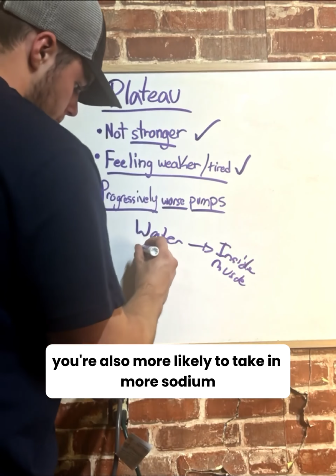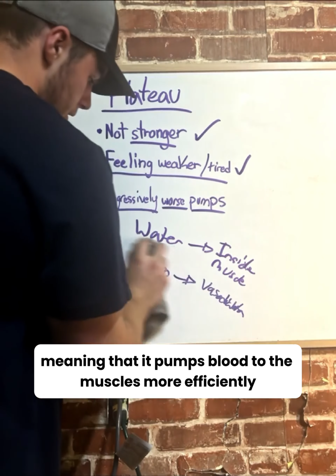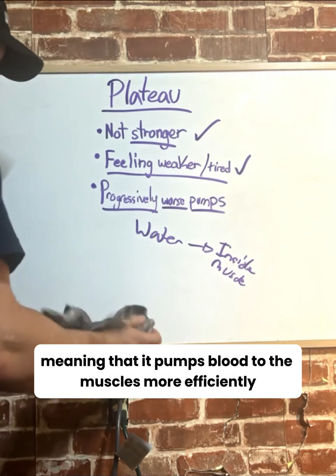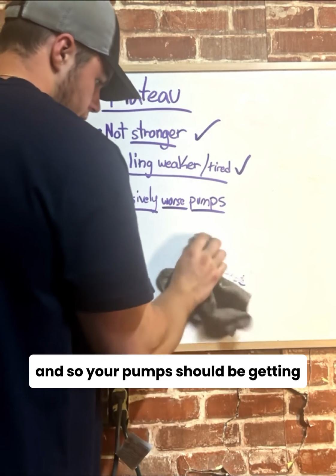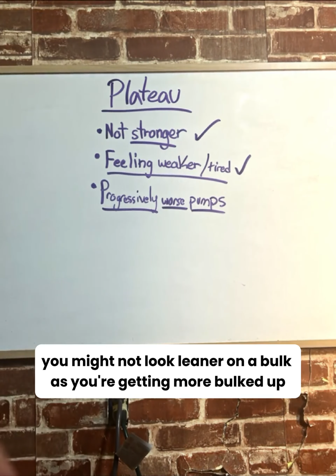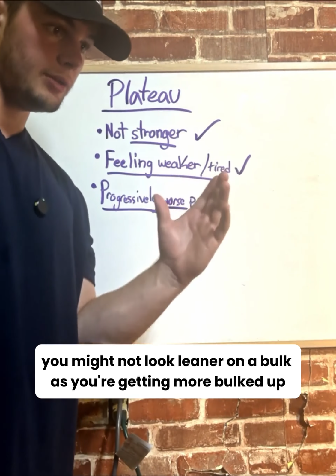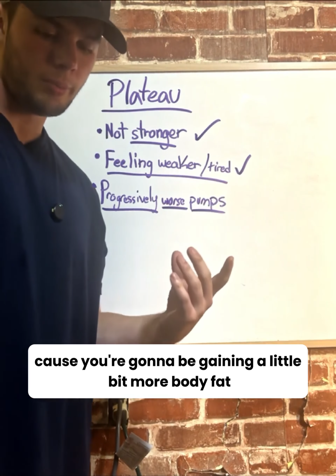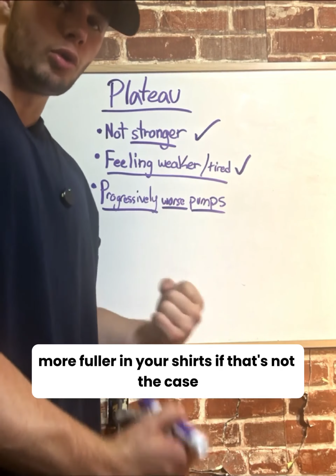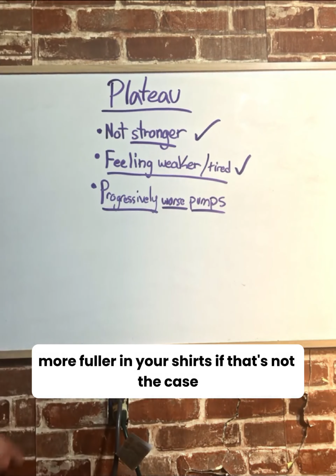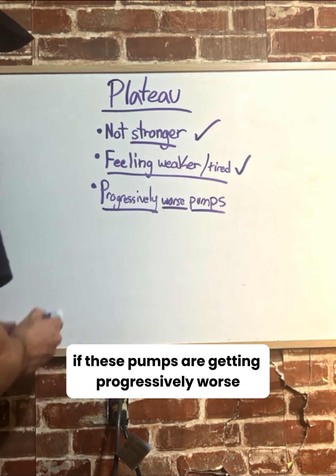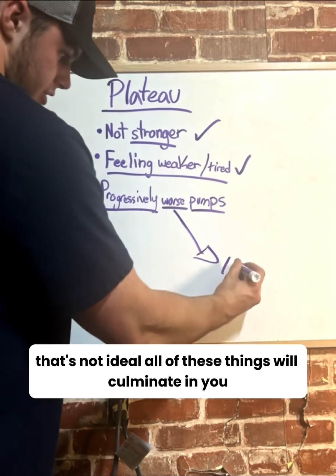When you're bulking, you're also more likely to take in more sodium, meaning that it pumps blood to the muscles more efficiently. And so your pumps should be getting better. You might not look leaner on a bulk as you're getting more bulked up because you're going to be gaining a little bit more body fat, but you should be looking bigger, more full in your shirts. If these pumps are getting progressively worse, well, that's not ideal.